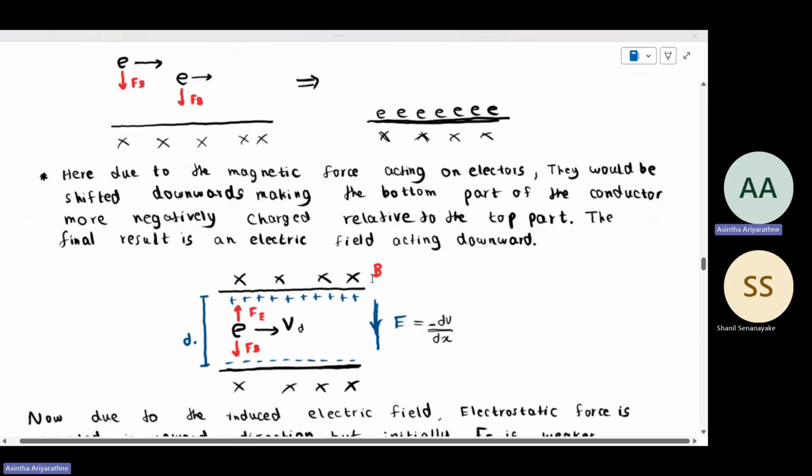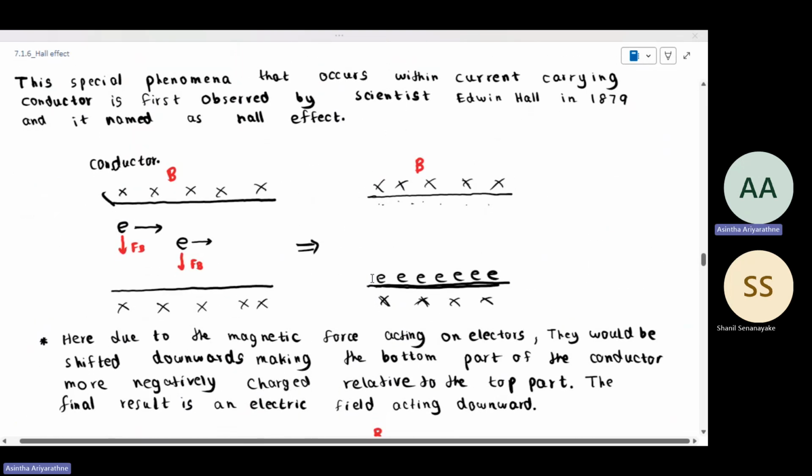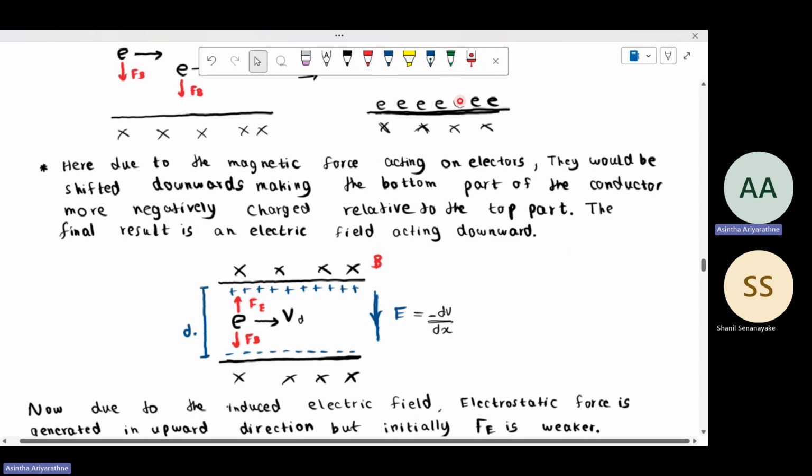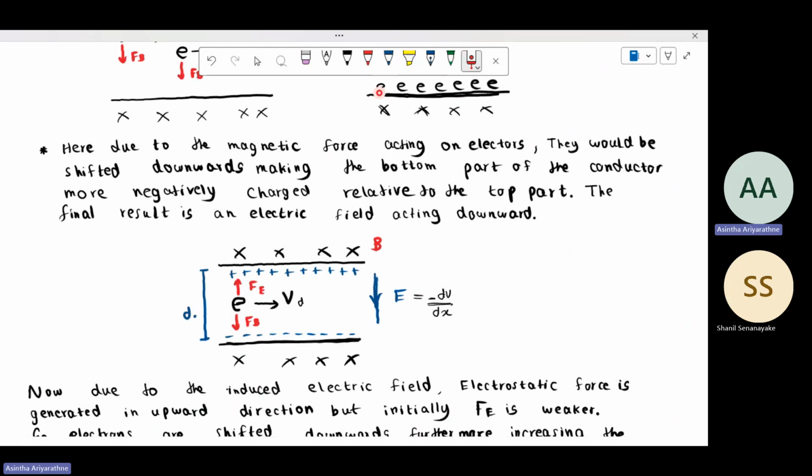Then we talked about the Hall effect. When electrons propagate through a conductor like this, they would experience a magnetic force downward, which you can find using Fleming's left hand rule. Due to that, electrons would accumulate on the bottom part of the conductor, so the bottom part gets negative charge and the top part would be positive charge.